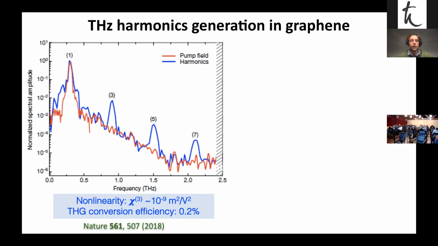So we expected a nonlinearity, the third order susceptibility of 10 to the minus 9 meters squared per volt squared, which is actually a really high number. And third harmonic conversion efficiency on the order of a few tenths of a percent.